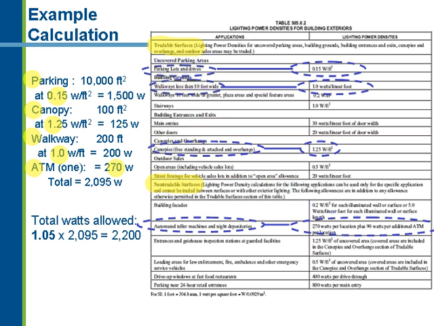And again, I know I've mentioned this before, but that 270 watts can only be used for the ATM. If you only need 200 watts for your ATM, you can't use that 70 watts somewhere else. The total here comes to 2,095 watts.